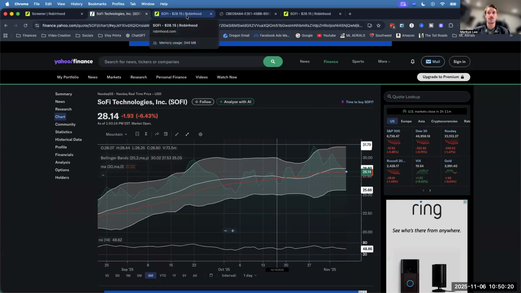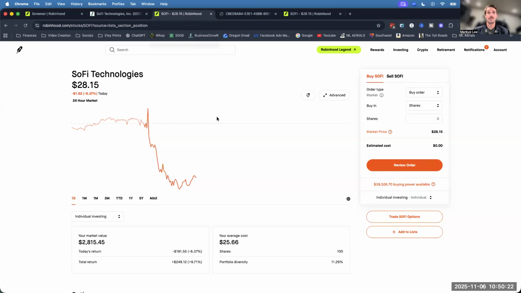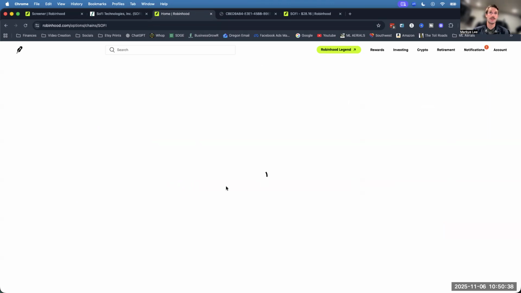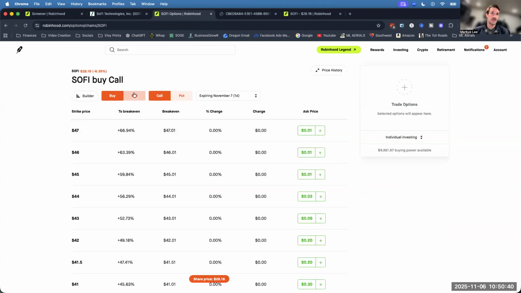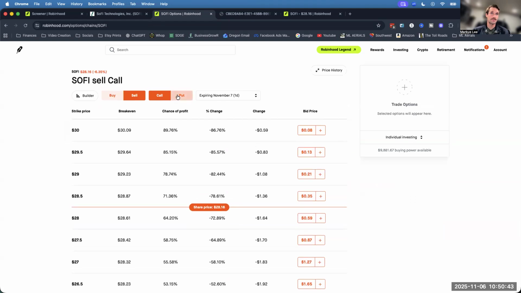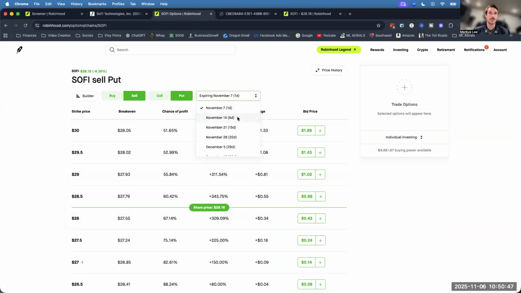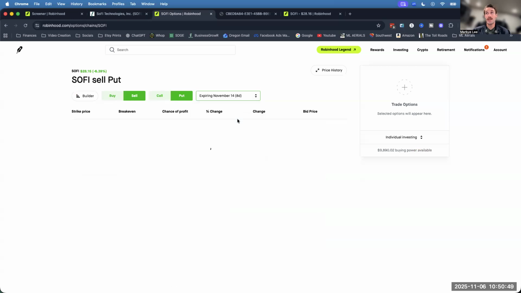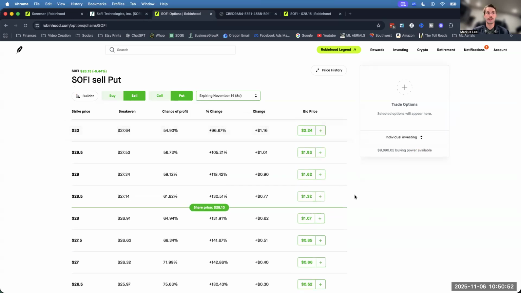I'm going to go to Robinhood. I'm going to check out the actual options chain and how much money I can make selling a put at that $25.50 strike price we selected from the graph on Yahoo Finance at the lower end of the Bollinger Band. I'm going to trade SoFi options. I'm going to make sure sell put is selected here, and I'm going to choose the $25.50 strike price. I'm going to go out about 8 days. I like to target weekly expiring options.